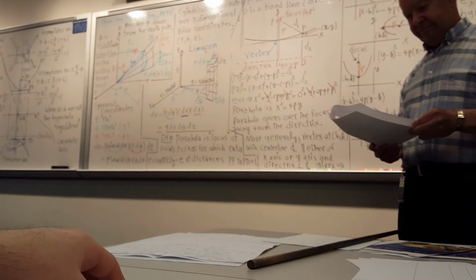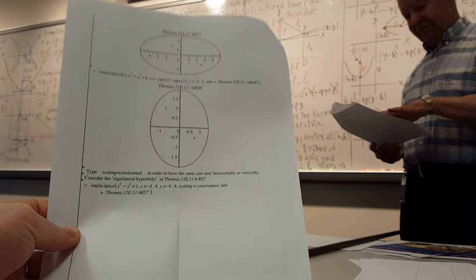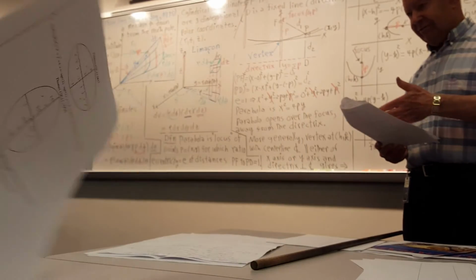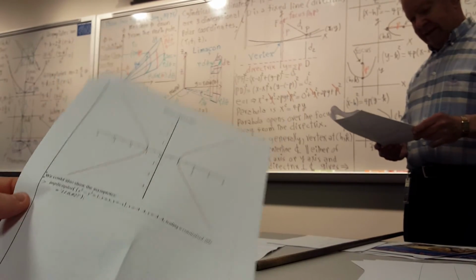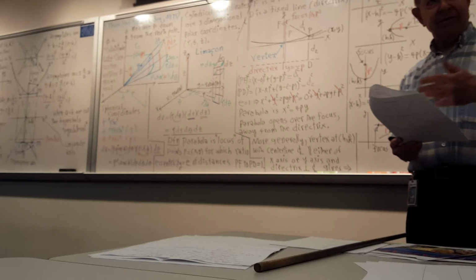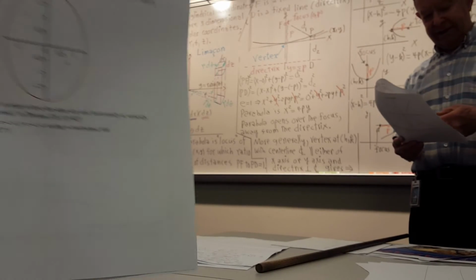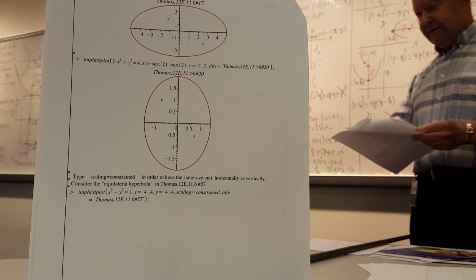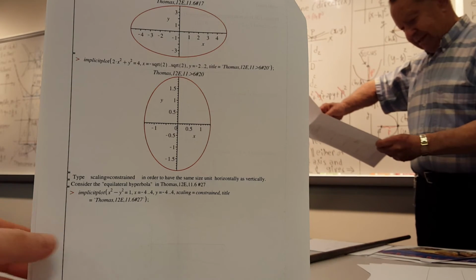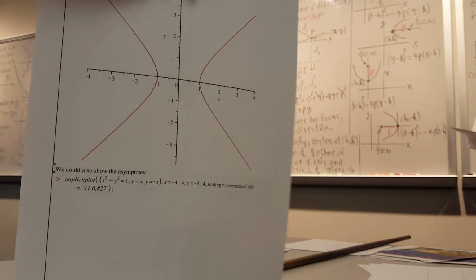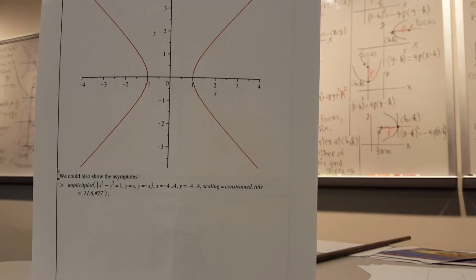And then I've also done problem 20, and that one goes vertically. If you want the scale to be consistent on the horizontal and the vertical, you type scaling equal constrained. And you see the hyperbola that comes with number 27. See, that's the equilateral hyperbola, x squared minus y squared equals 1. So that's this one right here.